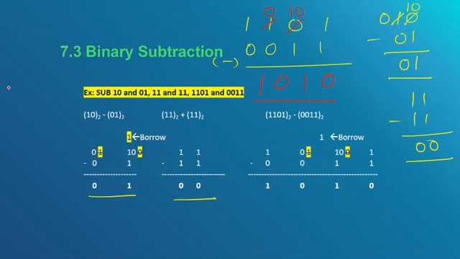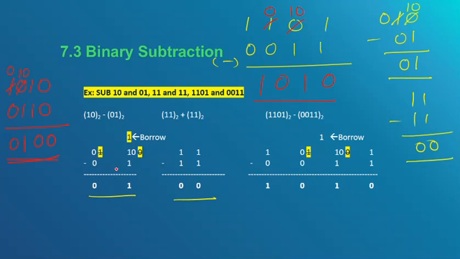So let me have another example. 1010, I'm going to subtract with 0110. First 0 minus 0 is 0. 1 minus 1 is 0. Then this 1 will become 0 and this will become 10. So 10 minus 1 is 1, and the remaining is 0. So this is the answer.